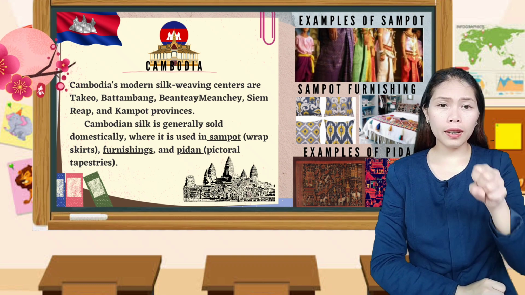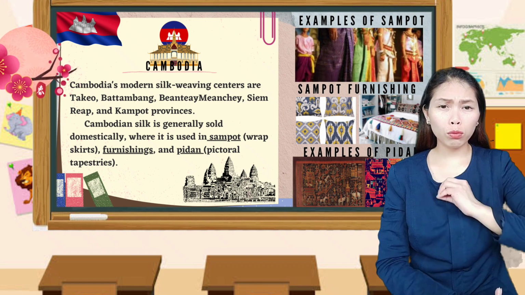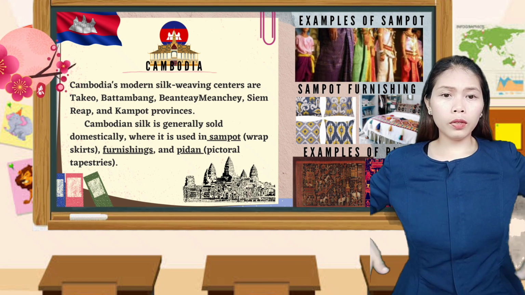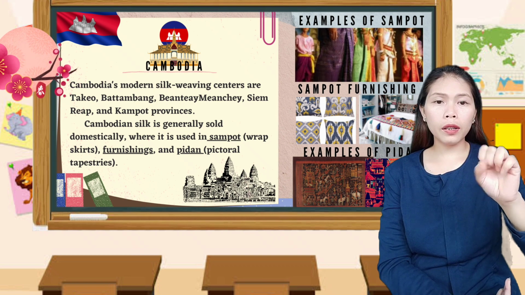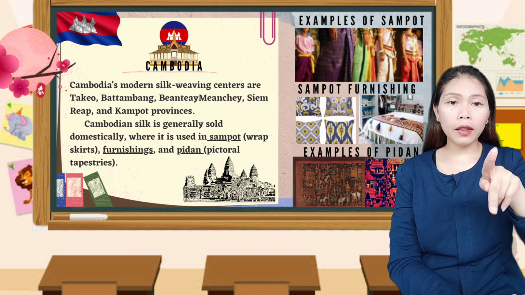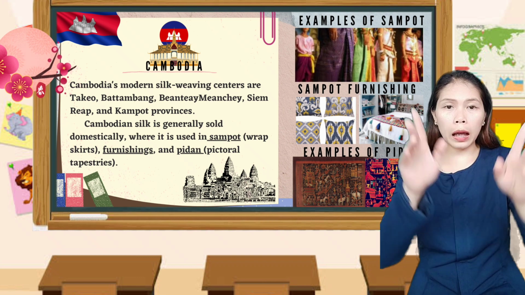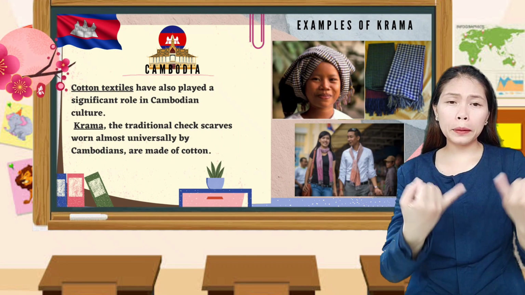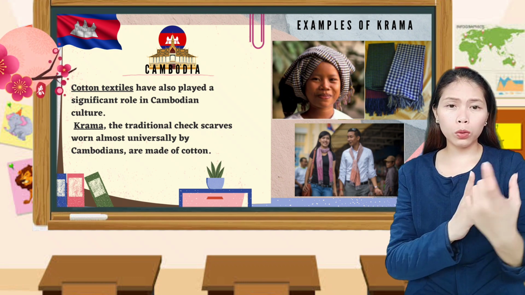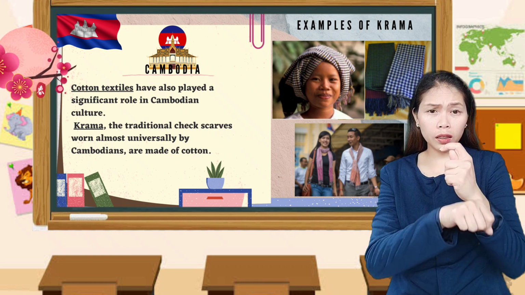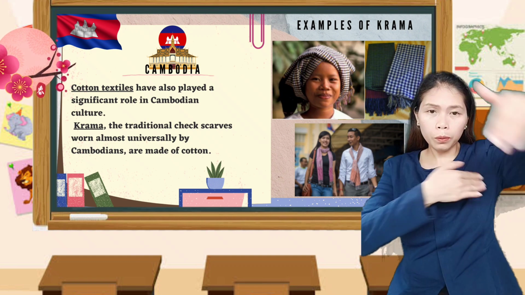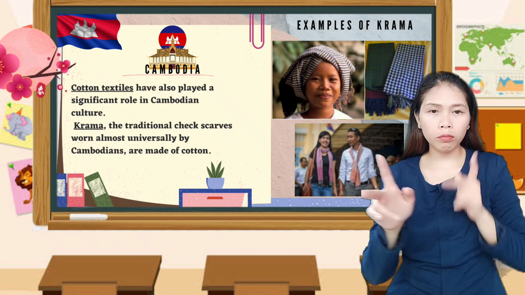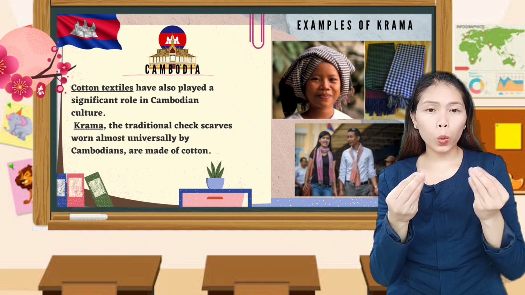Cambodian silk is generally sold domestically, where it's used in sampot, wrap skirts, furnishings, and pidan, pictorial tapestries. Cotton textiles have also played a significant role in Cambodian culture. Krama, the traditionally checked scarves worn almost universally by Cambodians, are made of cotton.